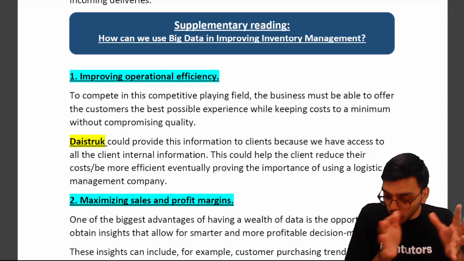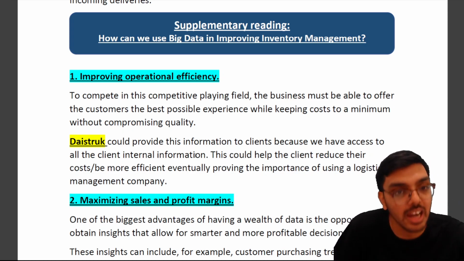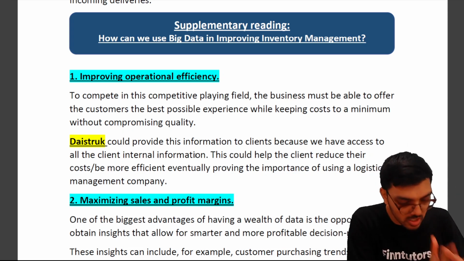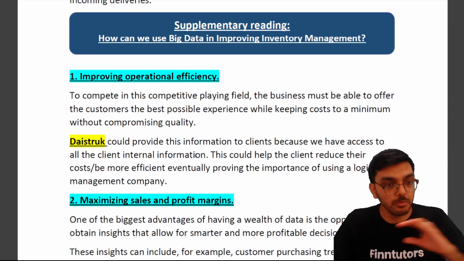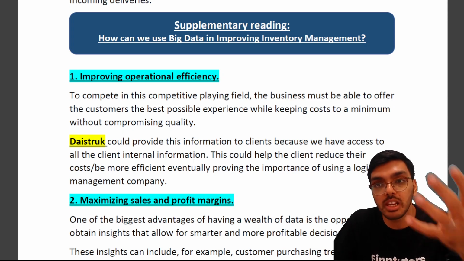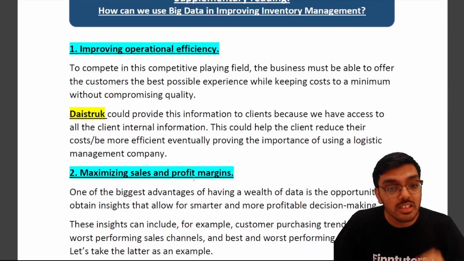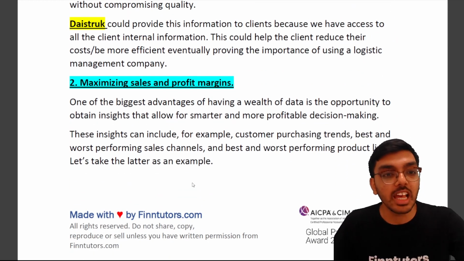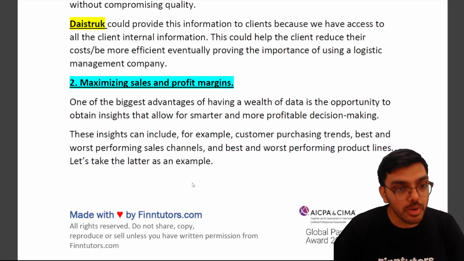And this operational efficiency, if we understand as Daistruk, we can tell our client that okay, produce this way, so that in inventory there is not extra storage. If we provide that information to them, the client can know that okay, this company is valuable. But it's only possible if we manage data, if we dig into the data, if we analyze the data. It can help us, it can help the client eventually maximize sale and profit margins.